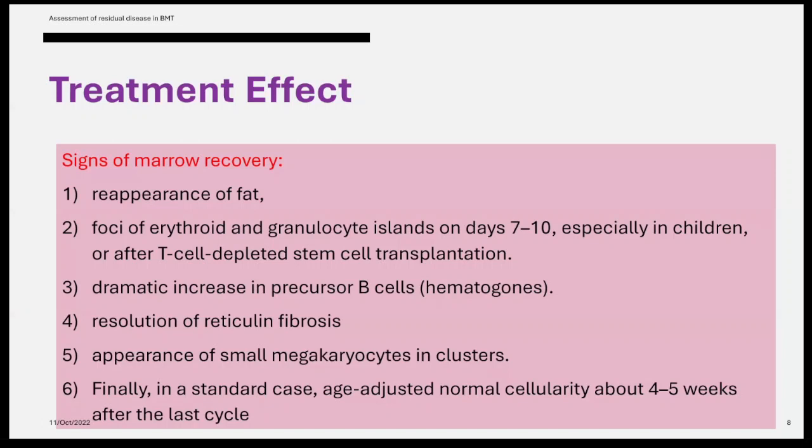And then if previously the patient had fibrosis, one of the signs of marrow recovery is resolution of reticulin fibrosis and the appearance of small megakaryocytes in clusters, like in our last third case just now. The presence of those clusters. And finally, in the standard case, age-adjusted normal cellularity will be back to normal in about 4 to 5 weeks after the last cycle of chemo.